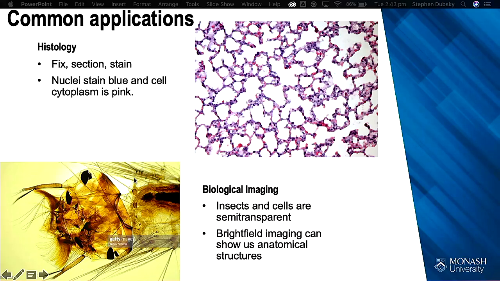And so this is actually a mosquito head. Mosquitoes are pretty small. You can see all the structures there. They're small, so they're thin enough to actually see through, and you can get a bright field image. And you can see some anatomical structures there. Yeah, so the most common and simplest microscope is a bright field microscope.